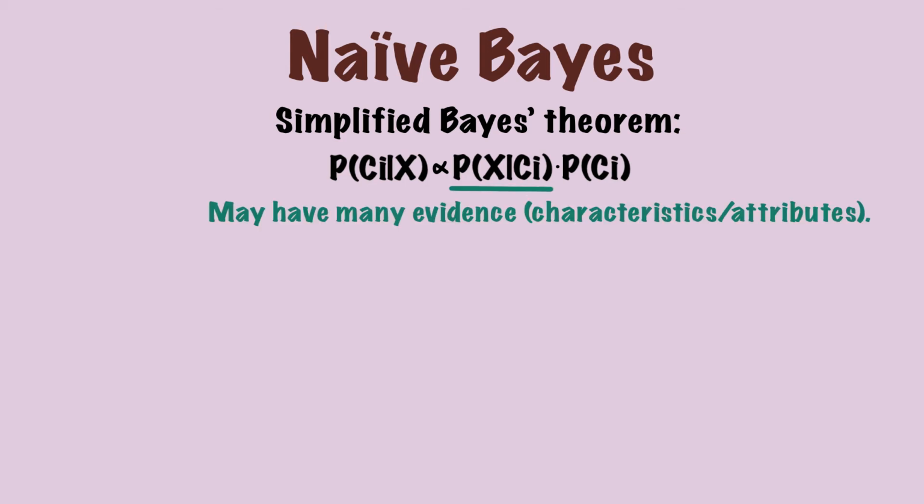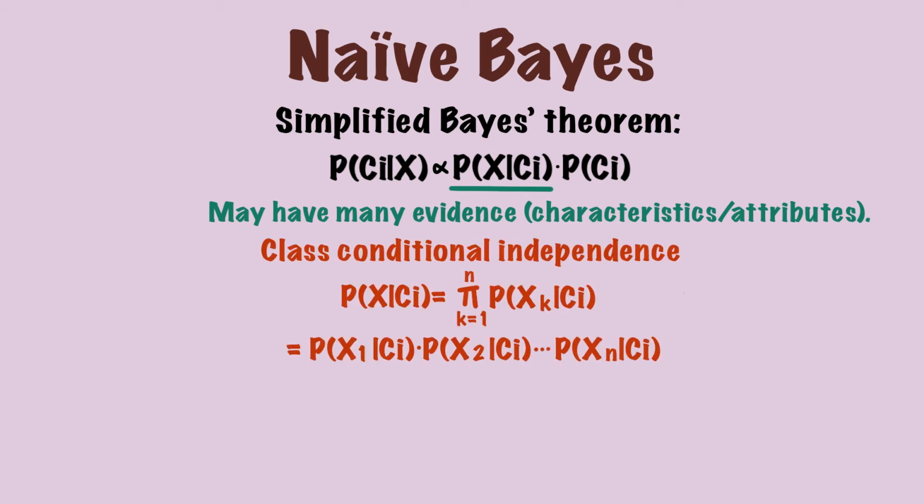The thing is, we may have many pieces of evidence X, such as gender and age. How do we calculate the probability of all attributes conditioned on the class? In fact, naive Bayes assumes all attributes are conditionally independent. In other words, we just multiply the conditional probabilities of all attributes, since the attributes are not correlated.